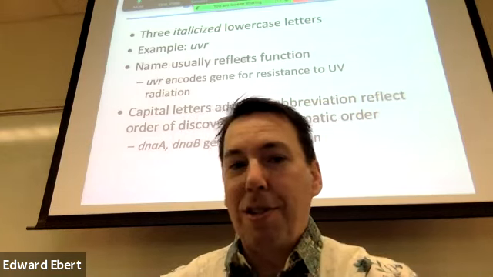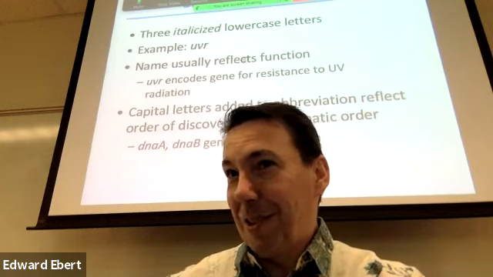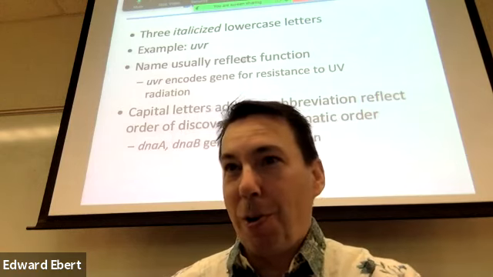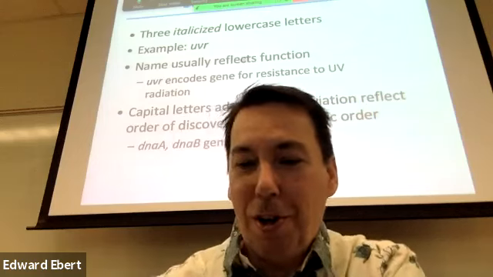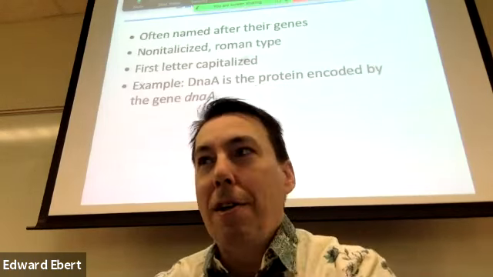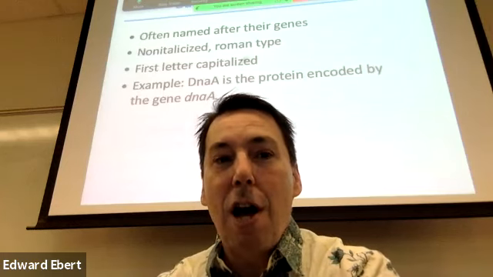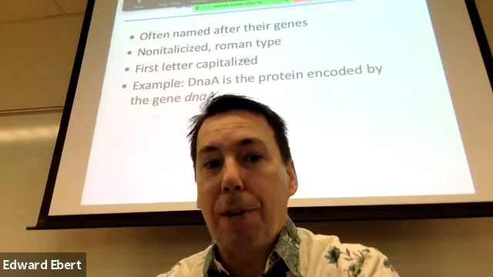Now, the bad news is the letters typically get added in the order of discovery, not necessarily the order of function. So you don't necessarily go in alphabetical order for the whole replication process. They might be in a different order there. They can spell cool stuff. Bacterial proteins, on the other hand, are going to have names that are often similar to their genes, but they are not italicized, and they capitalize the first letter.